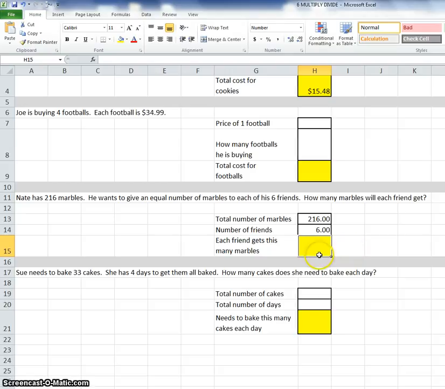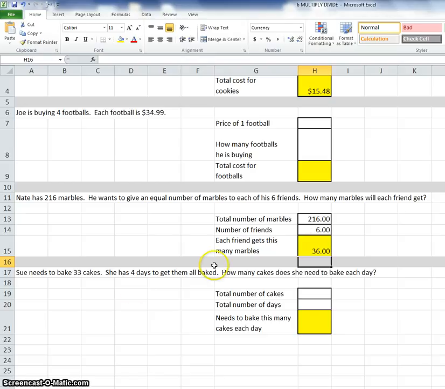So we're going to go where we want the answer, which is H15. Type an equal sign, or you can click up here in this little box and type an equal sign. And we're going to put how many marbles he has, which is H13, divided by, which again is on the key with the question mark on it. It's a slash. So how many marbles divided by how many friends, which is H14, and hit enter. And it's 36. Each friend is going to get 36 marbles.